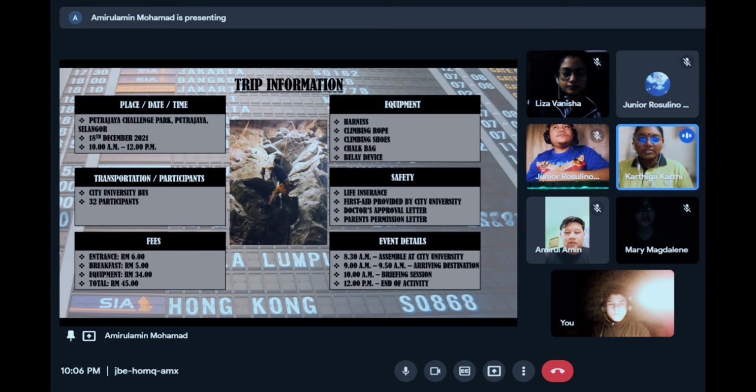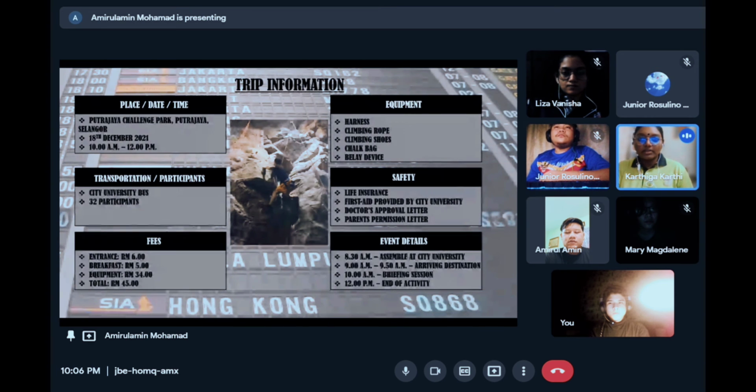Participants should assemble at 8:30 a.m. at City University. Breakfast will be served after that. Then the bus will leave around 9 a.m. and arrive at the destination around 9:50 a.m. Participants will assemble at the rock climbing area between 9 a.m. and 10 a.m. Then they will attend a briefing session from 10 a.m. to 10:30 a.m. This activity will conclude at 12 p.m.